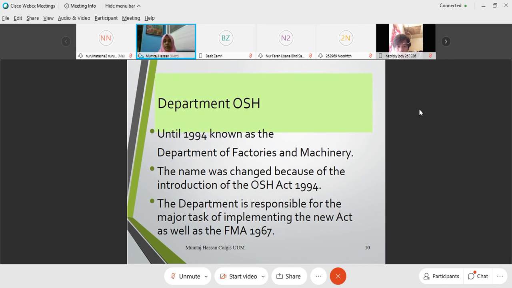Okay, if you are very interested in opening a business, maybe you intend to open a business, let's say a biscuit factory. You need machines to operate the factory, so you must go to this department to get approval. They come and check the machine, and they will give you a license to operate. The machines also must be safe to be used. So you must know that this department is very important if you are running a business.